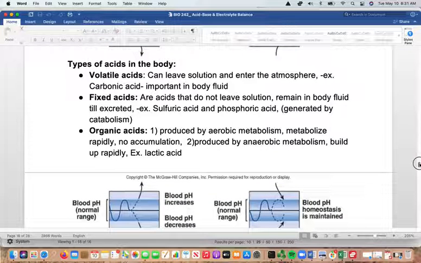So we have different types of acids in the body. The volatile acids can leave solution and enter the atmosphere, so things like carbonic acid. Fixed acids don't leave solution. They remain in the body fluids until they're excreted, so things like sulfuric acid and phosphoric acid that you get by catabolism. And then organic acids are produced by aerobic metabolism. They metabolize rapidly so they don't accumulate. And then you can have some produced by anaerobic metabolism that can build up rapidly, like lactic acid.